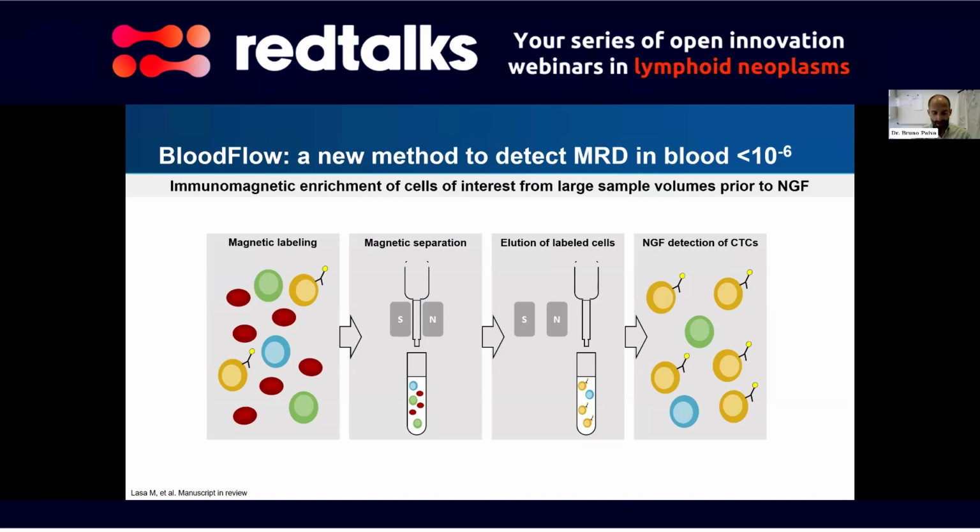As you know, we rely mainly on flow cytometry, NGF, for the assessment of MRD, and the sensitivity of NGF ultimately depends on the number of cells you analyze. The more cells, the higher the limit of detection of the method. And the same applies for NGS. The more DNA, the higher the sensitivity of the method.